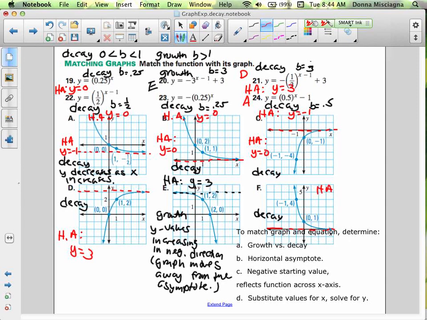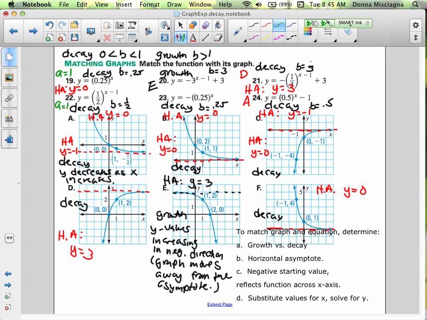All right, so we're half done just by looking at whether it was growth or decay and what the horizontal asymptote is. The next easiest thing is a negative starting value. So we won't worry about 20, 21, and 24. How about 19, positive or negative starting value? Positive. Right? Our A here is 1. How about 22? Positive, A is 1.